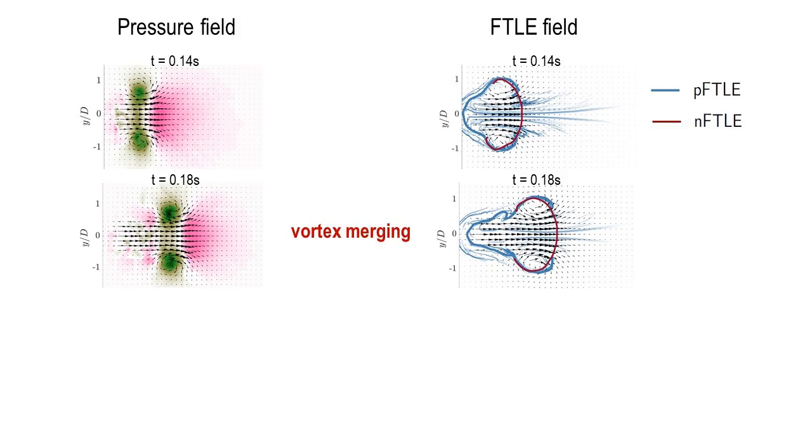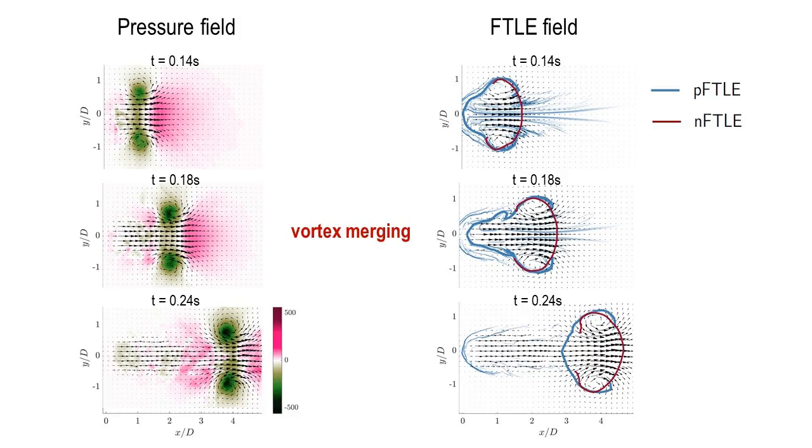After vortex merging, when there's a formation of a secondary trailing pressure maximum, which moves with the core, the FTLE ridges have stopped stretching, are now more compact, and move with the vortex across the field of view.